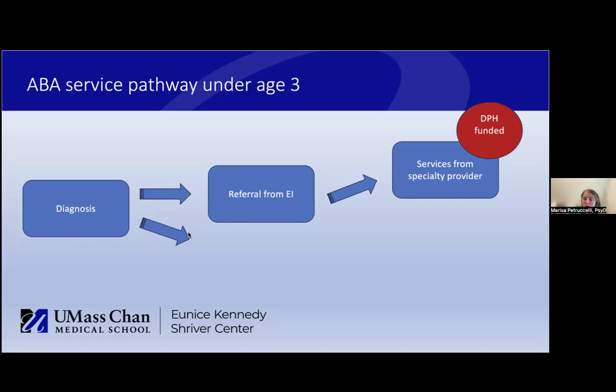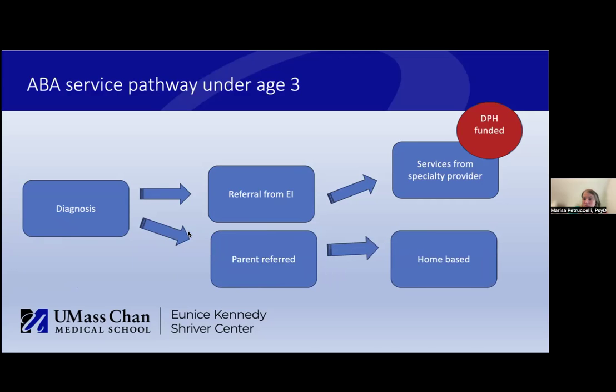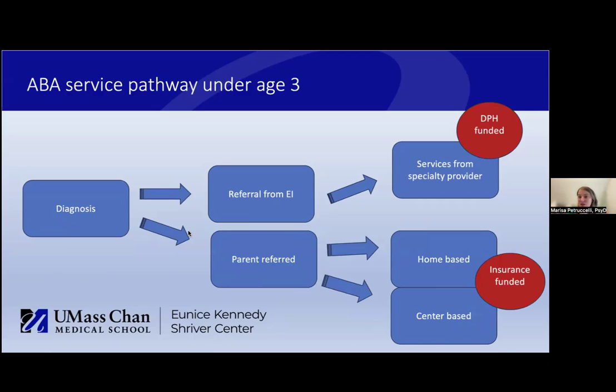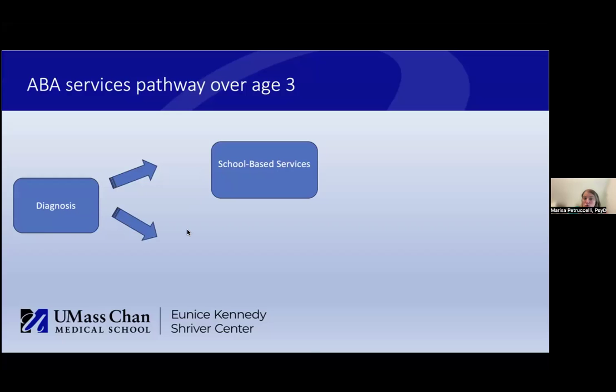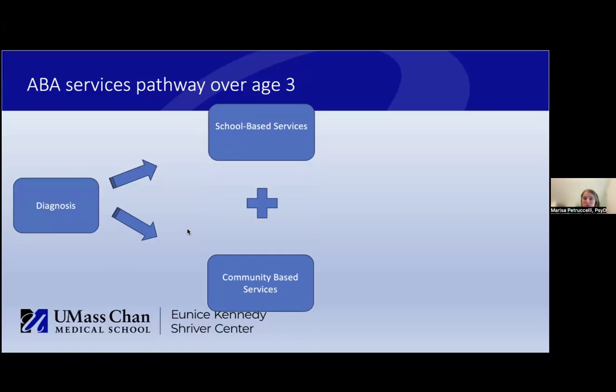Another pathway of care, though, even for children under 3, can also be that the parent may go directly through their insurance provider and access care through home-based or center-based service options as well. So those are the 2 pathways of care, generally speaking, that are available to most in that age range. And then once the individual is over the age of 3, the service systems change. Diagnosis after age 3 would lend itself to school-based services or community-based services, but these aren't mutually exclusive. Often individuals might receive from both service systems.